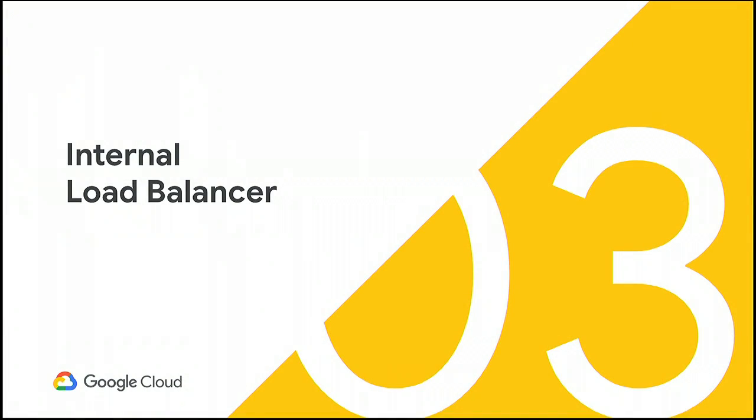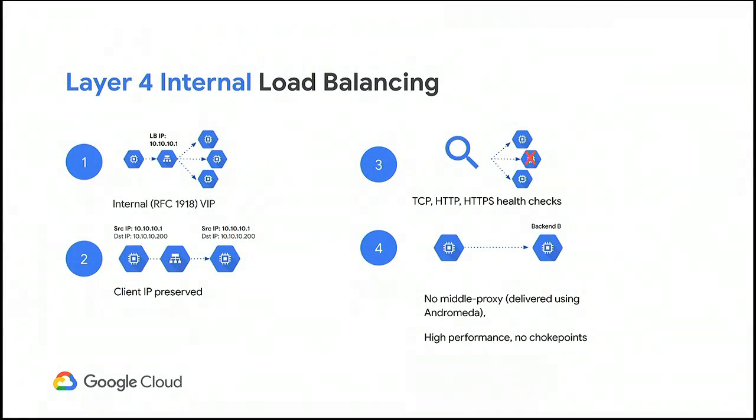Some of you have internal services that you run on Google Cloud. You want to scale and grow them behind a virtual IP address that's only accessible from your internal instances. For these use cases, we have the internal load balancer. For the layer 4 internal load balancer, you're effectively load balancing behind an RFC 1918 private virtual IP address. You are load balancing TCP and UDP, similar to your network load balancer, and doing the 2, 3, or 5 tuple hashing. Your client IP is preserved, and you can have TCP, HTTP, or HTTPS health checks.